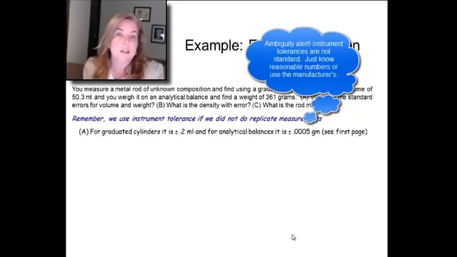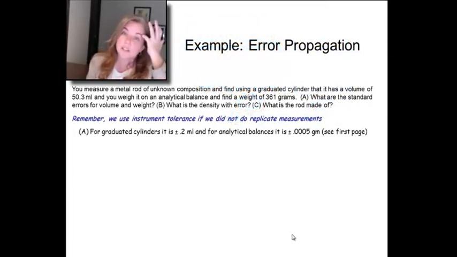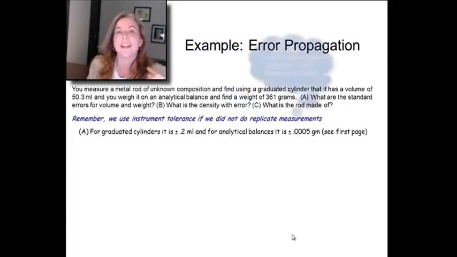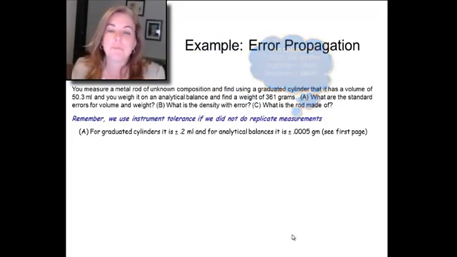For graduated cylinders, I'll take plus or minus 0.2 mL. For the analytical balance, I'll take 0.0005 grams. Now, you can have many different choices for these, and so the problem with instrument tolerances is I can't always tell you the right answer. It depends on the graduated cylinder. It depends on the balance, but I'm giving them to you in the measurement here.